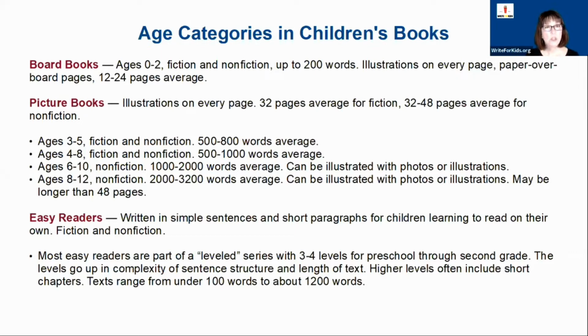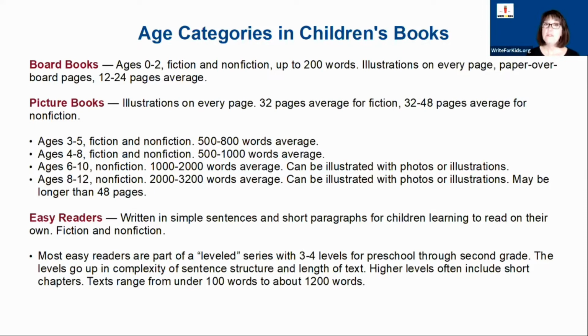Then we have picture books, which are fully illustrated, with illustrations on every page, and they're meant to be read out loud to young kids. They average about 32 pages for fiction and 32 to 48 pages for nonfiction. The basic age groups within picture books are ages 3 to 5 and 4 to 8. Those are the fiction categories, and you can see the basic word length span here for those two age categories.